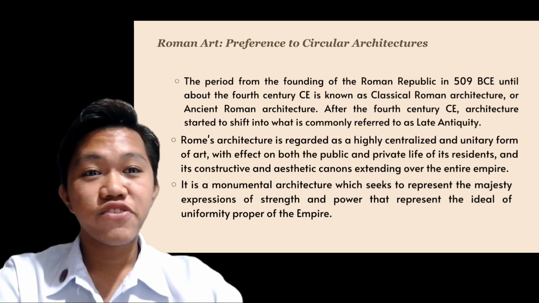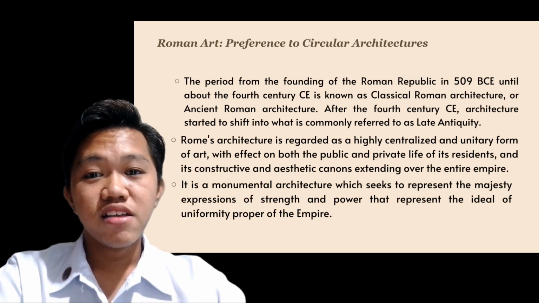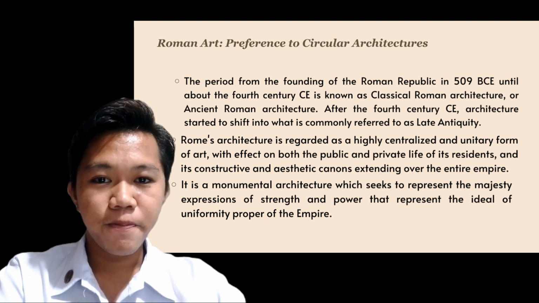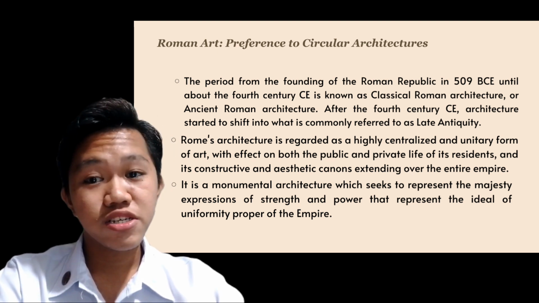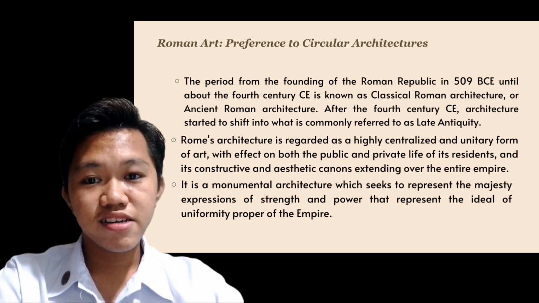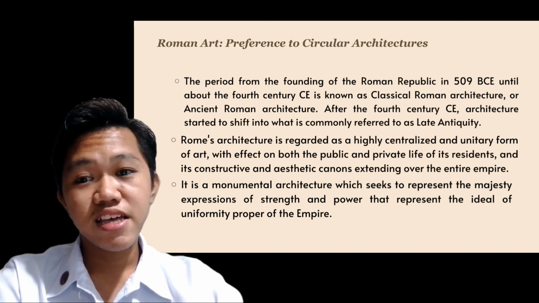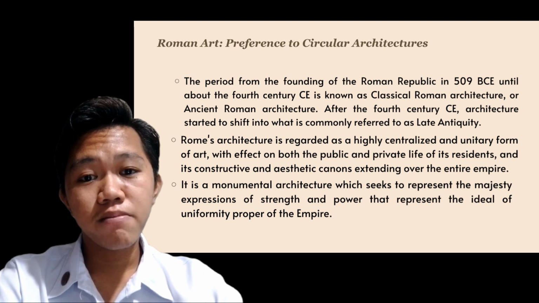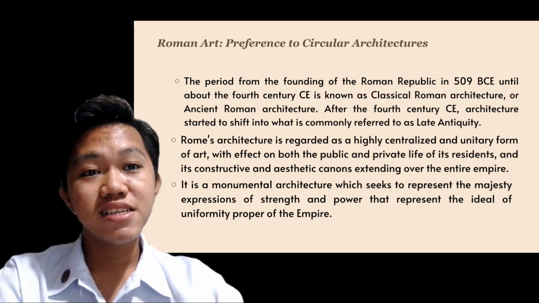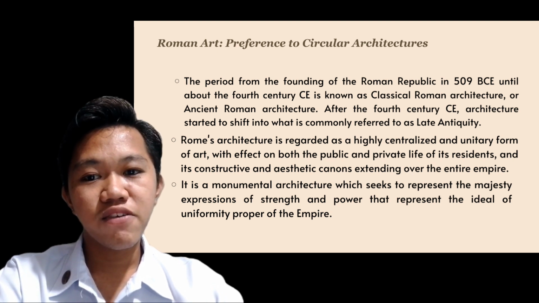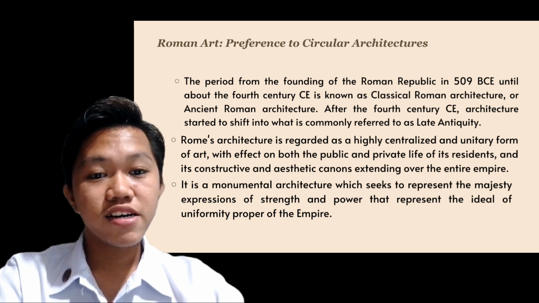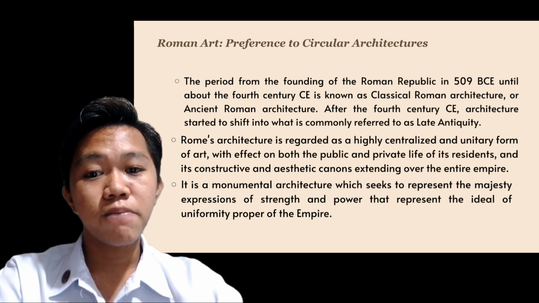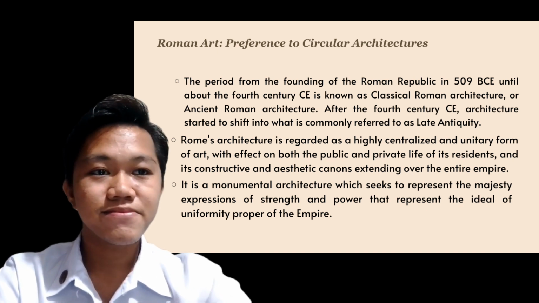To start our discussion for today, let us first define Roman architecture. Classical Roman architecture, also referred to as ancient Roman architecture, is an architectural style that lasted from the establishment of the Roman Republic in 509 BCE to approximately the 4th century CE. After the 4th century CE, architecture began to transition into a period often classified as late antiquity.